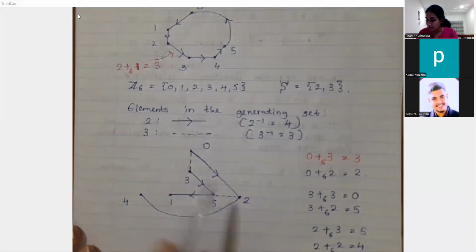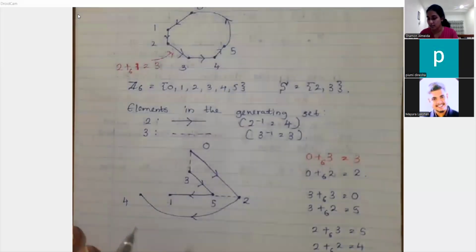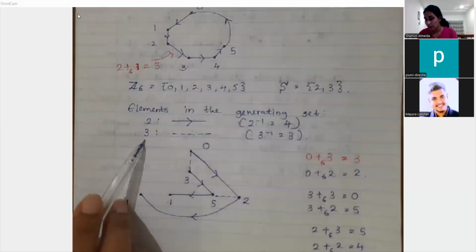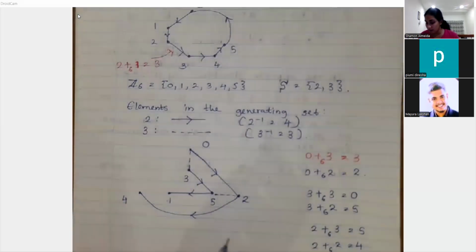And then 5 plus 3, you should get 2, right? Once again, why is that? Because this line has no arrowhead. The inverse of 3 is itself, right? 5 plus 3 is 8. Divide by 6, you take the remainder, which is 2. Exactly what we would expect.